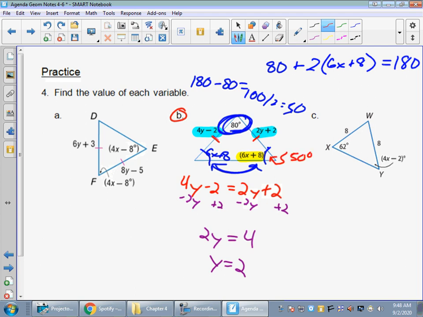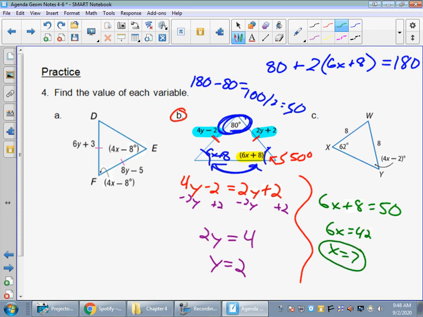Now I can use algebra to solve that one and say 6x plus 8 equals 50. Then I can subtract 8, and I get 6x equals 42. And so x equals 7. So my answers here are x is 7 and y is 2. Okay? So go ahead and try A and C on your own using those same ideas, and we'll go over some of those in class if we need to as well.